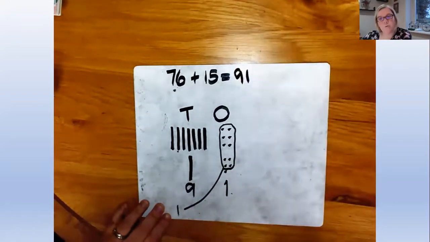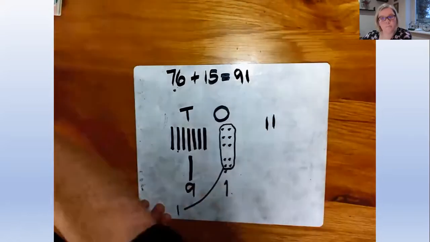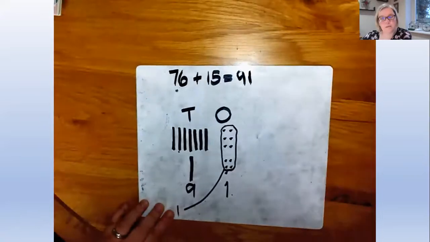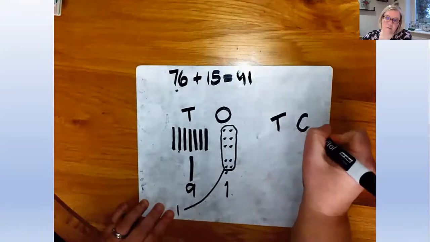Okay, and if we go on to our formal method, oh, not onto the hundreds yet, Mrs. Pledger, that's next time's lesson. I've got my tens and my ones.